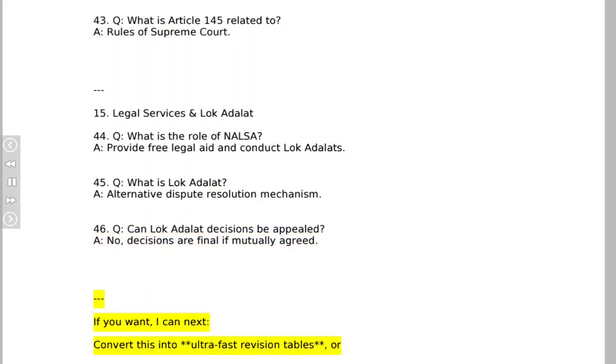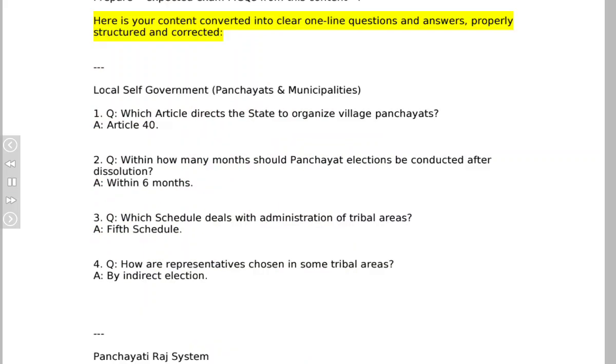If you want, I can next convert this into ultra-fast revision tables or prepare expected exam MCQs from this content. Here is your content converted into clear one-line questions and answers, properly structured and corrected.